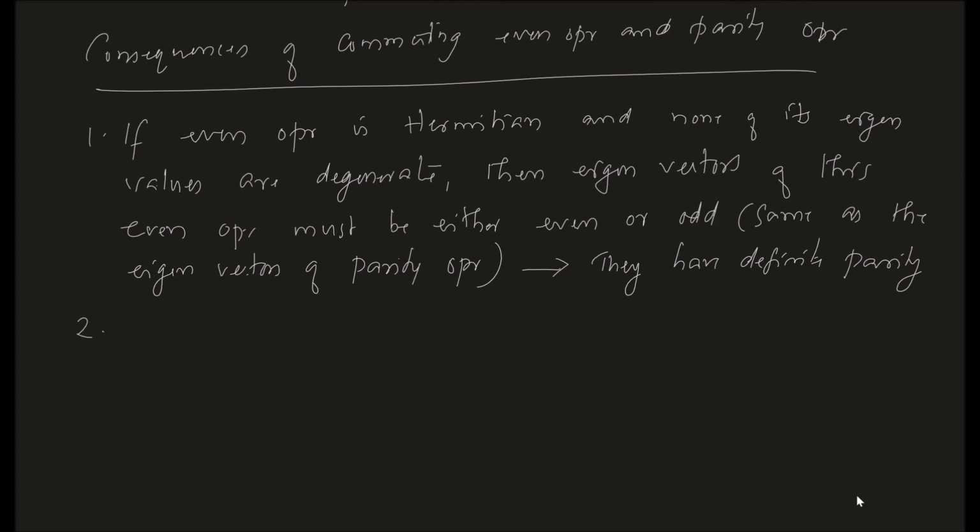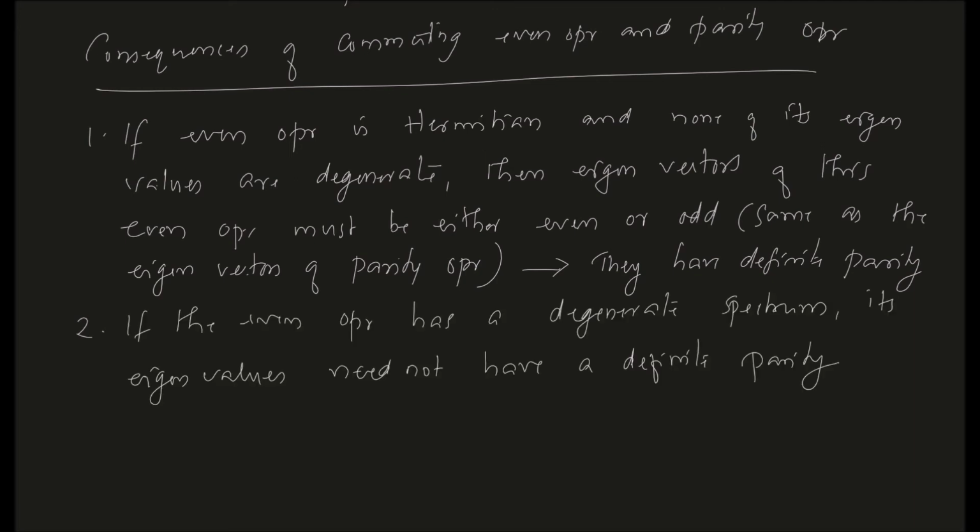Now if the even operator has a degenerate spectrum, its eigenvectors need not have a definite parity. If the even operator that you have considered has a degenerate spectrum, that means there is more than one eigenstate with the same eigenvalue, then its eigenvectors need not have a definite parity. It can have, but it need not always have a definite parity. So these are the consequences of the commuting property of even operators with the parity operator.